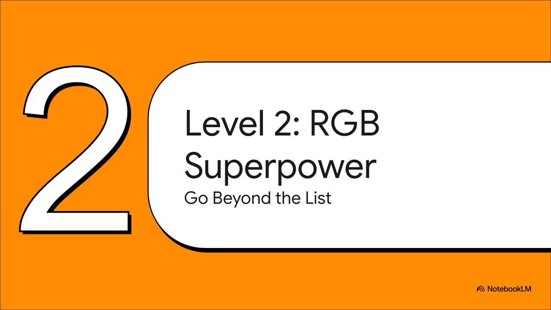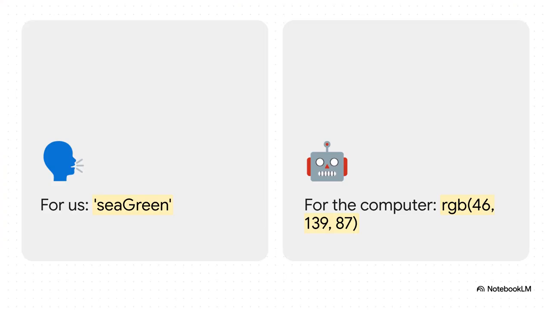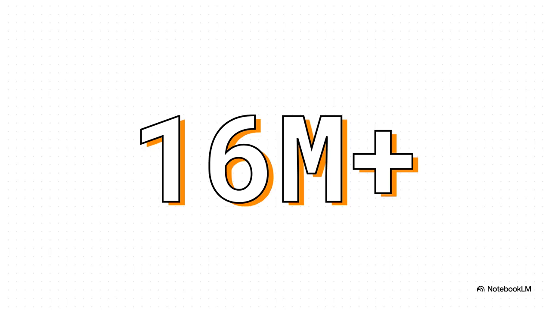Okay, welcome to level 2, the RGB superpower. It's time to go way beyond that pre-made list. So how does the computer really think about color? Well, we might say sea green, but the computer sees a specific recipe, RGB 46, 139, 87. The thing is, these are just two different ways of saying the exact same thing. By learning that simple RGB command, your color palette just exploded from 143 to over 16 million. Let that sink in. The creative possibilities are now, well, they're basically infinite.